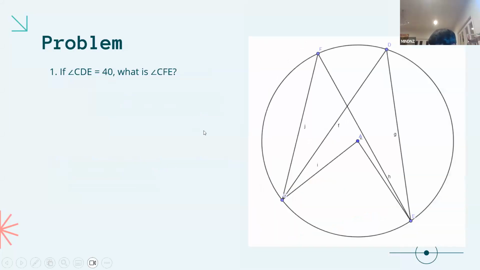Okay, we have a circle with center A and points C, F, D, E. We know that angle CDE is 40 and we want to find angle CFE. Again, some of you might know ways to solve this instantly by quoting theorems, but try to prove it using basic geometry.